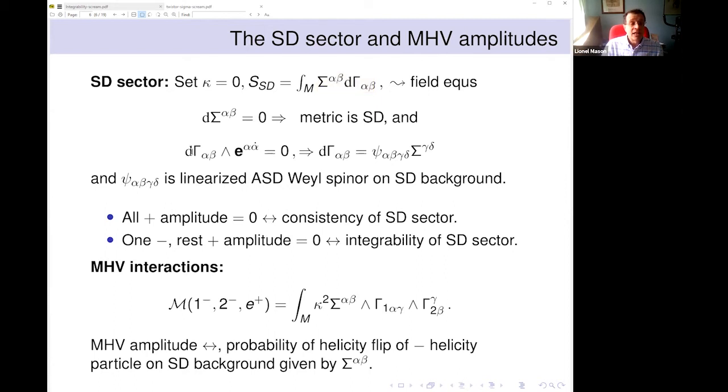And gamma still lives in this framework. Gamma is not zero. The field equation there is simply that gamma is a potential for a linearized anti-self-dual Weyl spinor on this self-dual background.